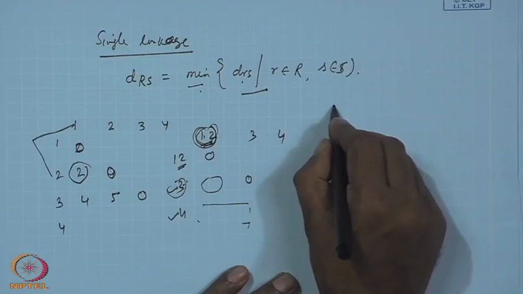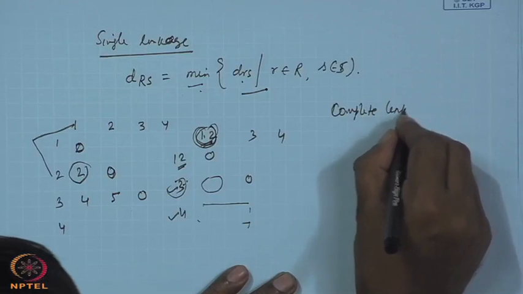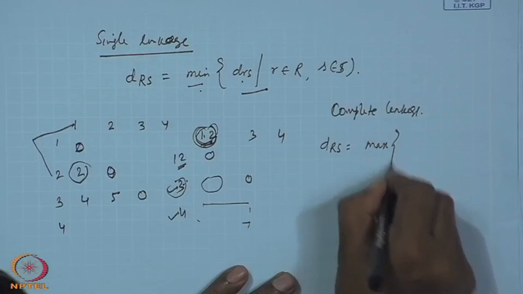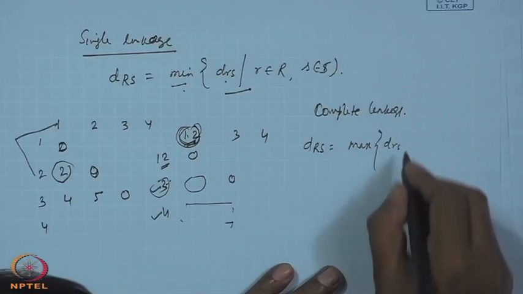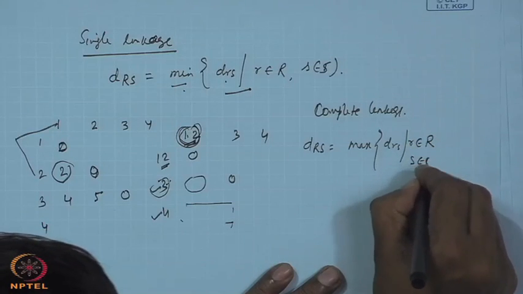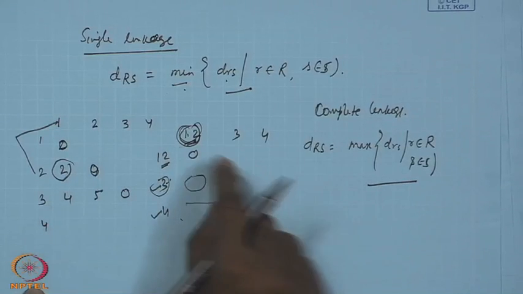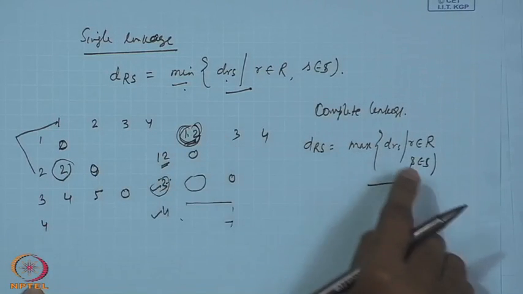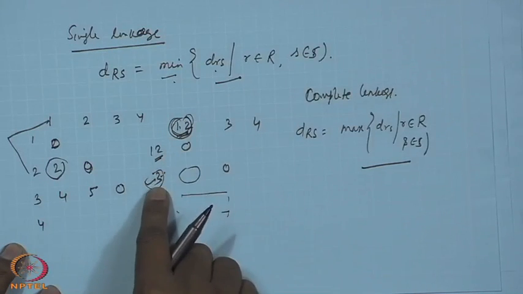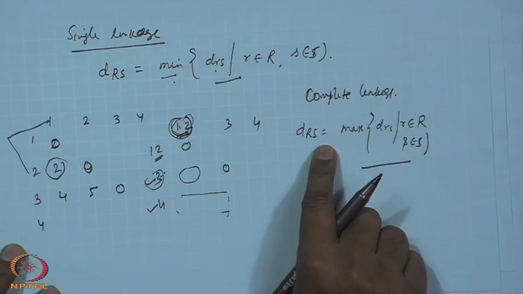And in the complete linkage case, what is the formula? Complete linkage, that d_RS, it will be the maximum of the small d_rs, given r belongs to capital R and s belongs to capital S. So, here when we join, we measure the distance between two groups or two clusters like 1 and 2 and 3, then the maximum distance between 1 and 3 and 2 and 3 will be considered. Okay.